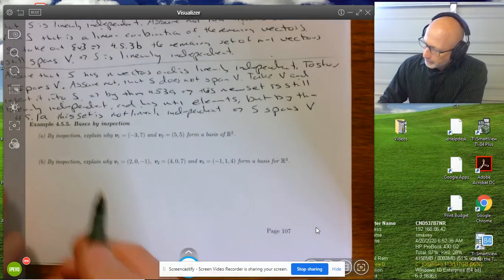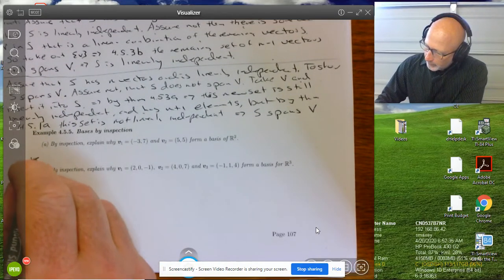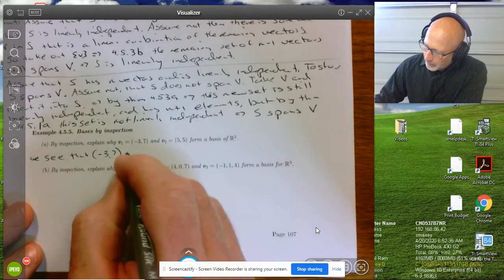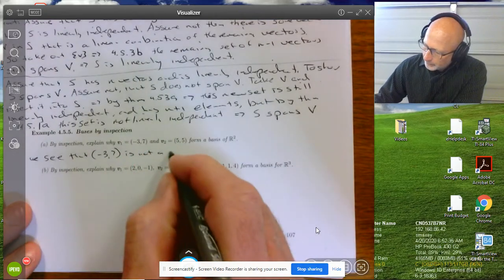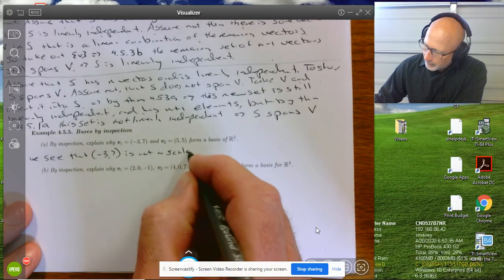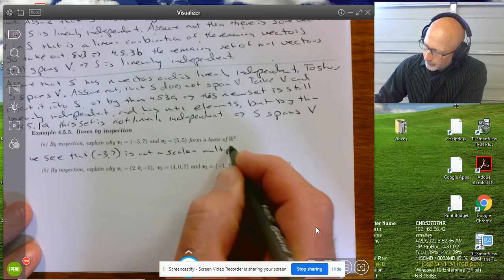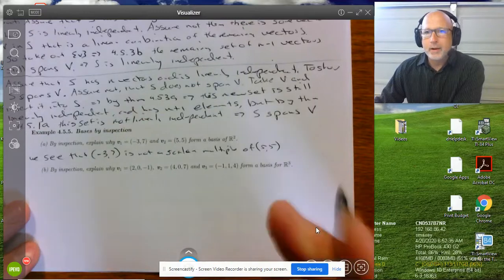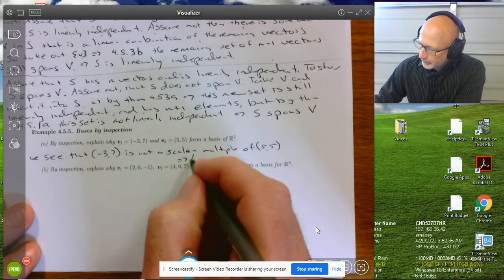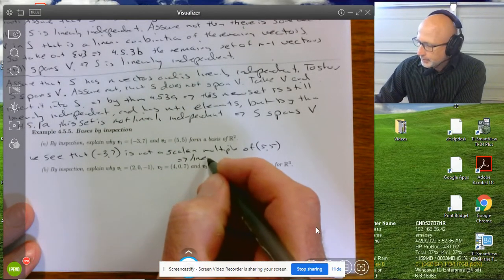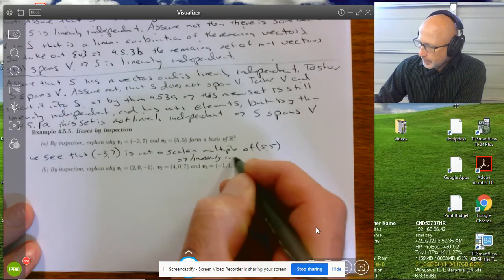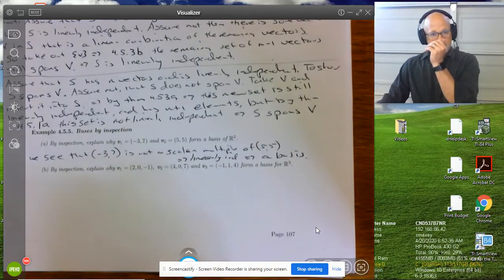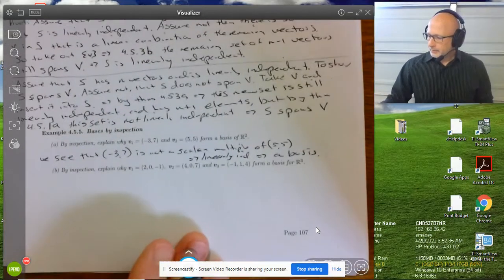So we see that negative 3, 7 is not a scalar multiple of 5, 5. So therefore it's linearly independent, therefore a basis. Okay? Just going through and taking a look at that.